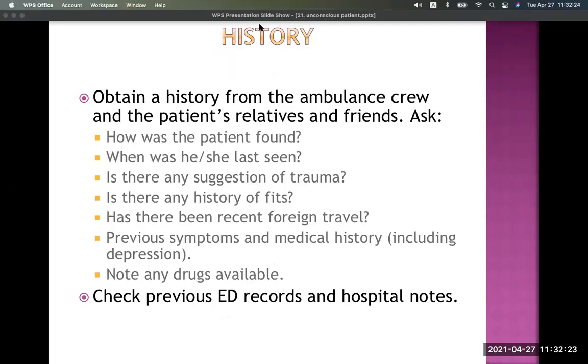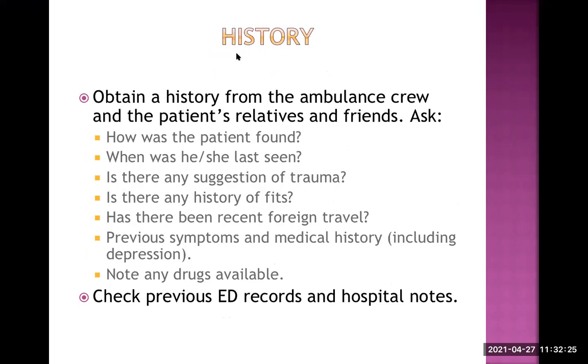Now let's move further. Let's talk about what are the other important points in the history taking. Obtain a history from the ambulance crew and the patient's relative and the friends. Somebody must be accompanying that patient. Some family member or friends must have brought this patient to the hospital, or patient must be brought in the ambulance or something like that.